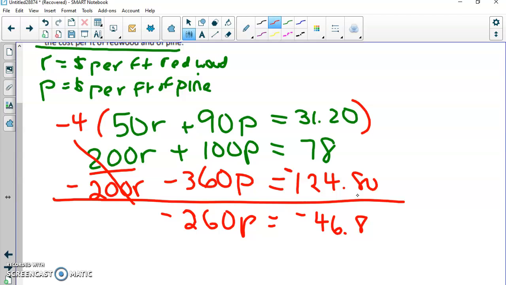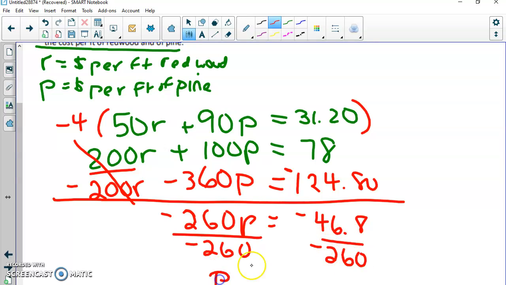Divide both sides by 260. Negative 260, negative 260. P equals 0.18. All right, so that would mean 18 cents per foot of pine. Go back and plug in to find the cost per foot of redwood. So plug in 18 cents for P in the first or the second equation. The second one will be easier because P has a coefficient of 100. So hit pause and solve that out.